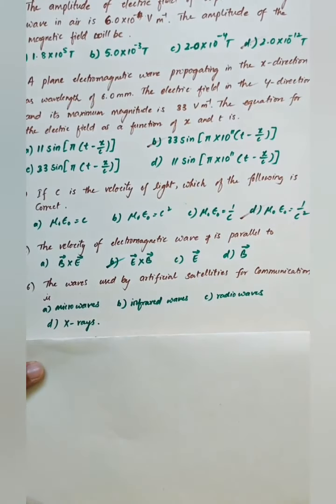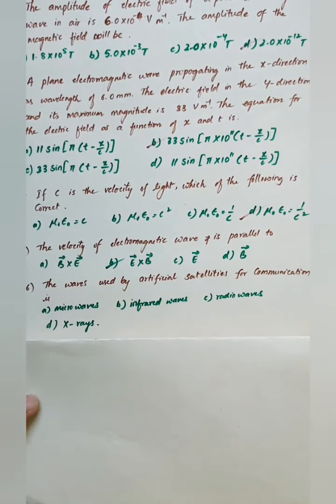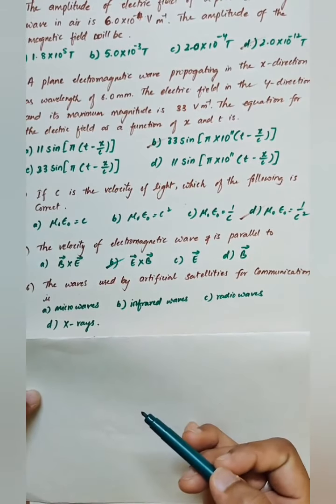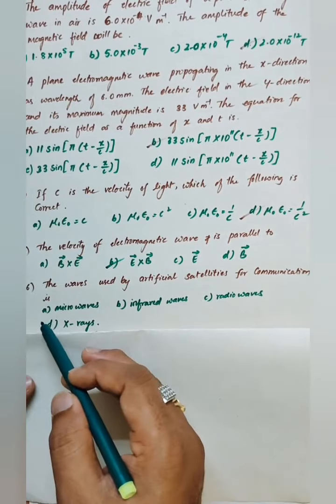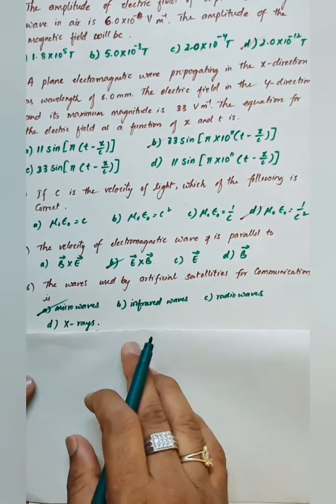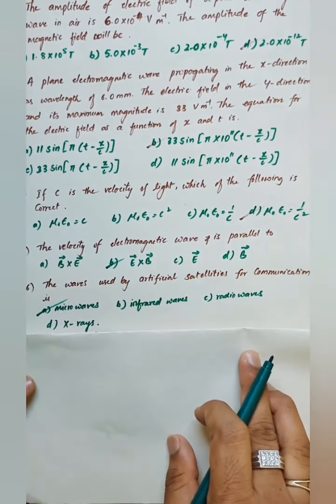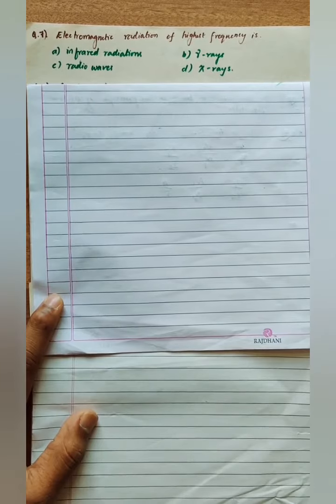Okay, the waves used by artificial satellite for the communication purpose is, your options are A microwave, B infrared, C radio and D X-rays. So easily you can answer if you know the properties of all the electromagnetic waves. So basically the application of microwave, it is used in artificial satellite for the communication purpose. Okay, our next question is like this.